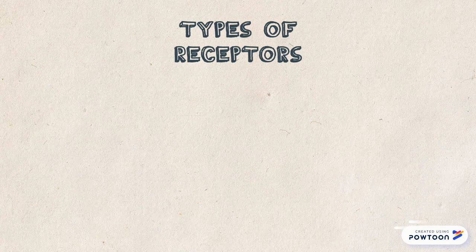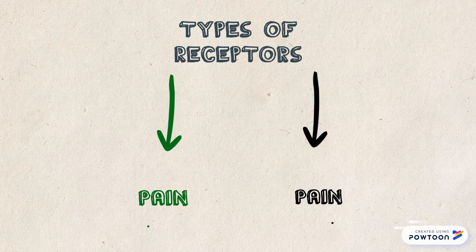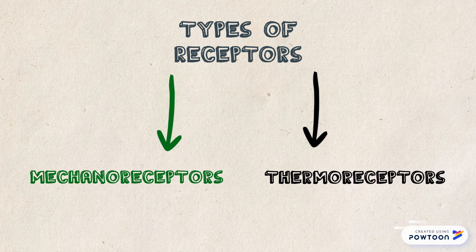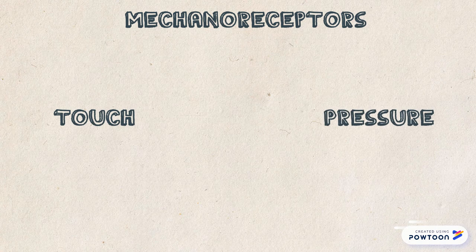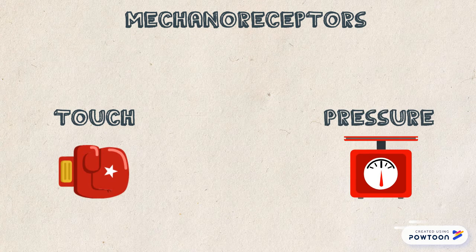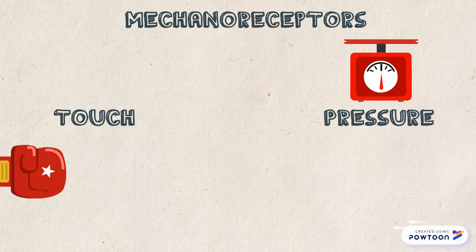A couple of specialized receptors can also perceive pain in extreme cases. Two important ones are called mechanoreceptors and thermoreceptors. Mechanoreceptors typically respond to tactile function like touch and pressure, but when touch and pressure reach a certain threshold, it will be perceived as pain. In this case, they act as nociceptors.